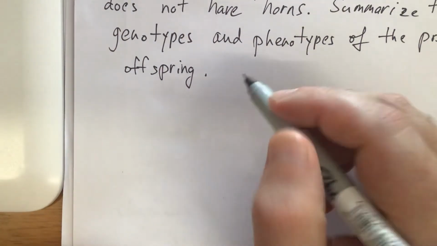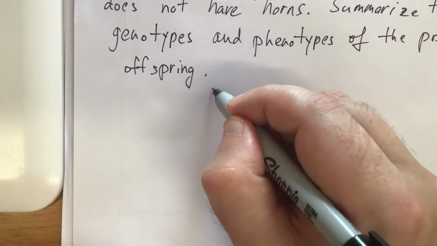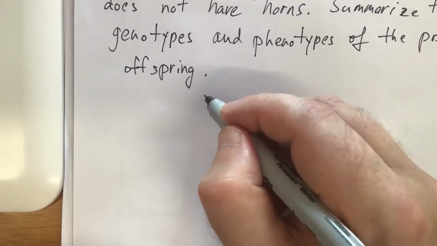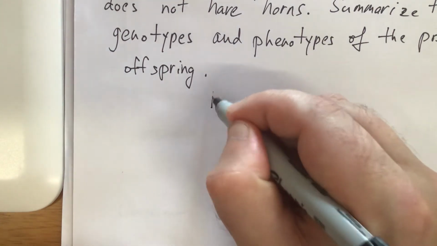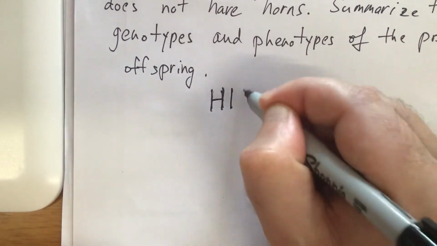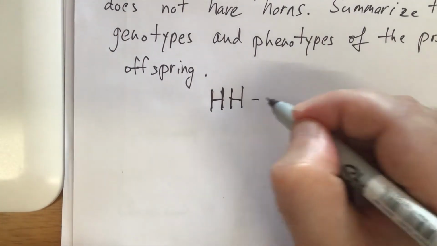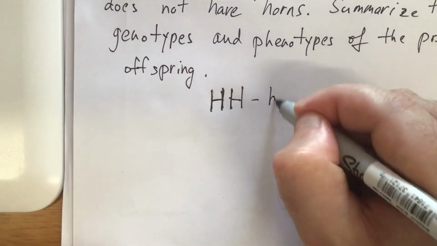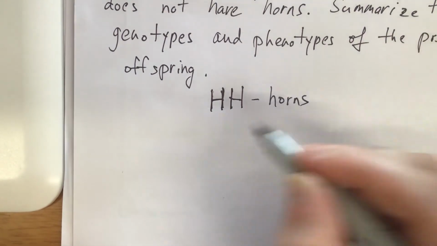So for horns, we're going to use H for horns. That makes sense. So capital H, capital H, in this case, is going to be homozygous dominant, and it's going to have horns, one horn.